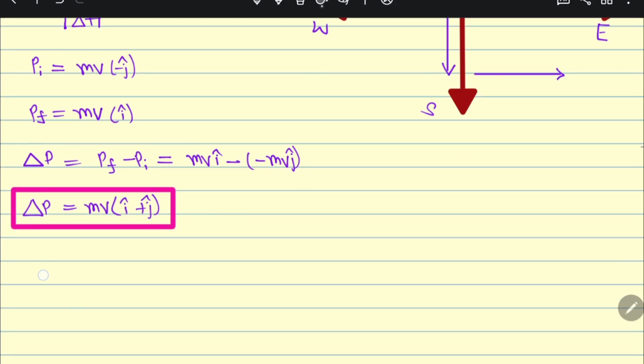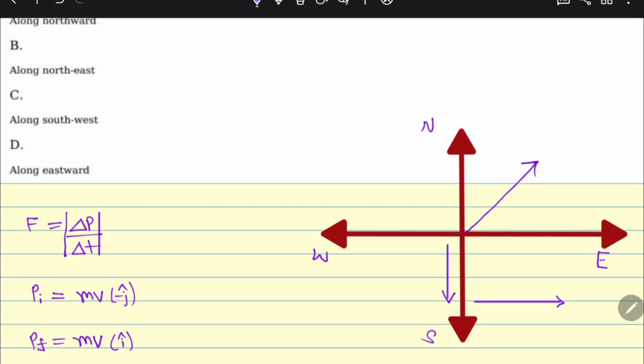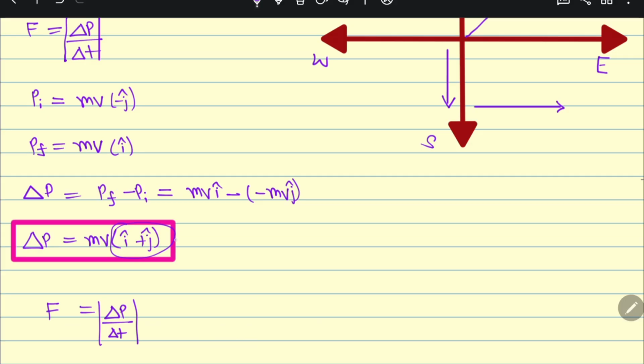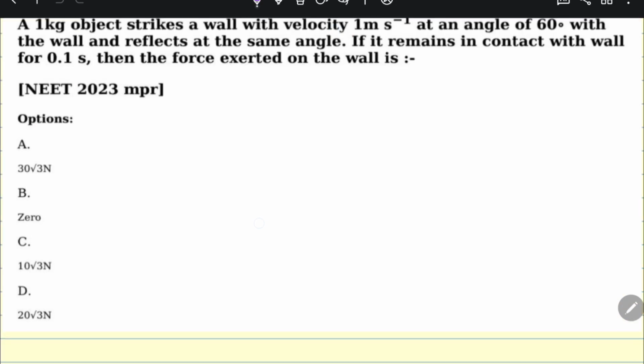I cap plus j cap. So force is basically change in momentum divided by time interval. So this gives the direction i cap plus j cap. I cap plus j cap is in this direction. So this is the northeast direction. Along the northeast direction. So option B is correct. Now I proceed to the next question.